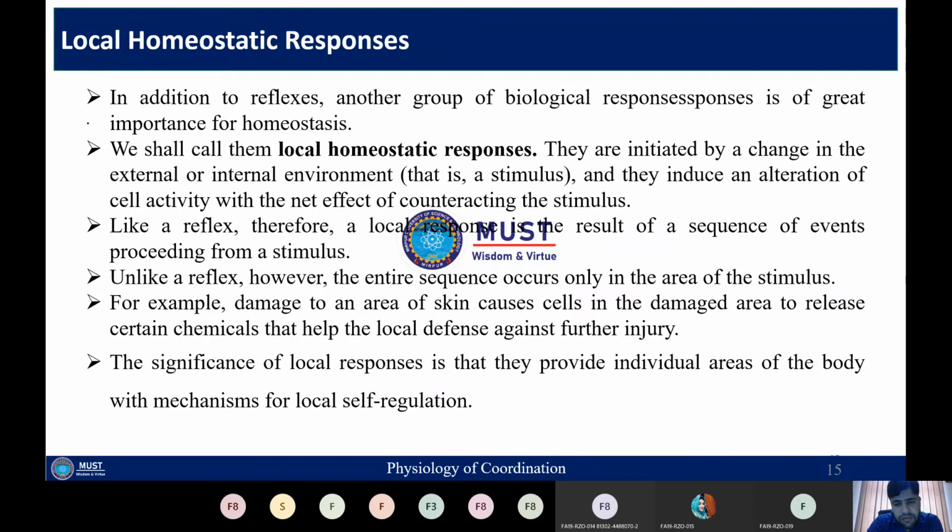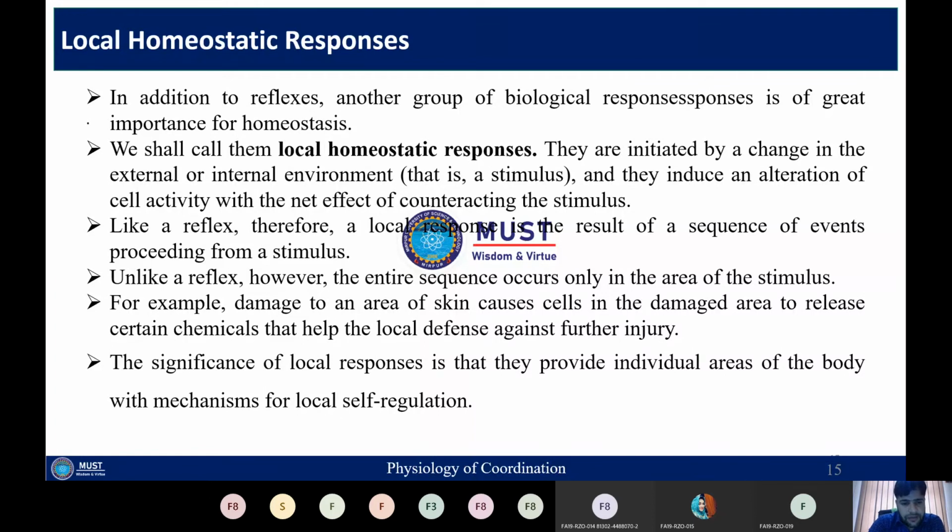But in case of local homeostatic response, the stimulus and the response are produced by the same part of the body. That's why it is also called a local homeostatic response. The stimulus is detected by a specific part of the body, and that specific part will produce its response to counteract the effect of the stimulus. This is called a local homeostatic response.